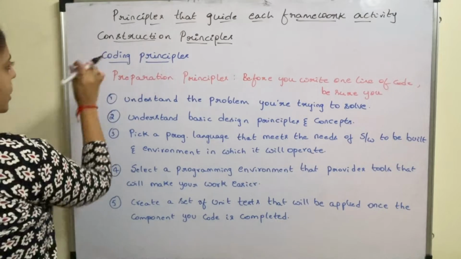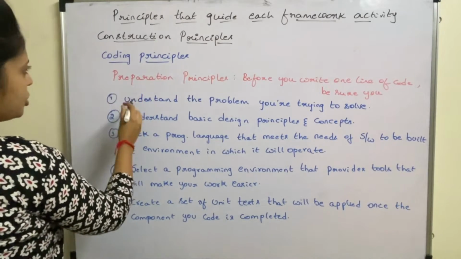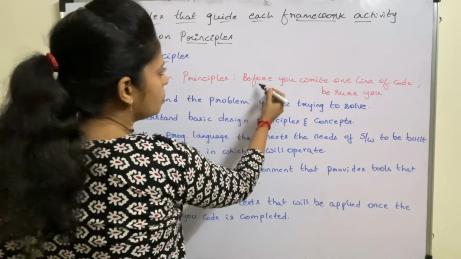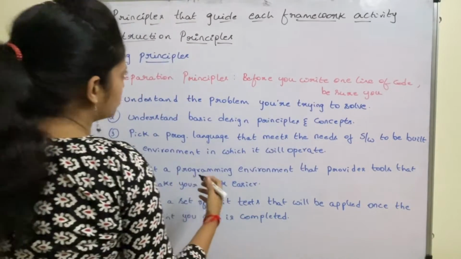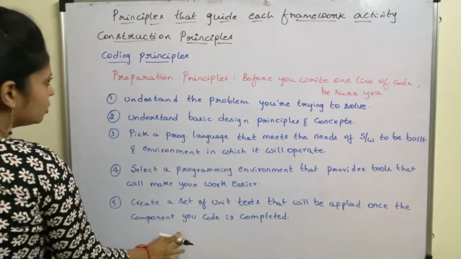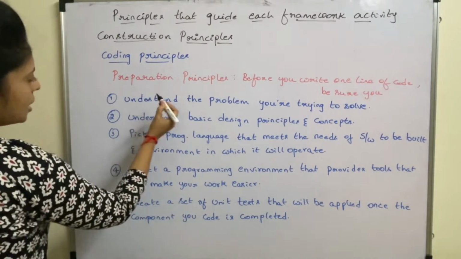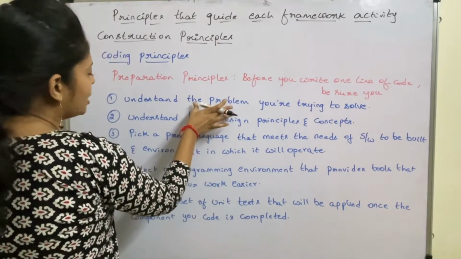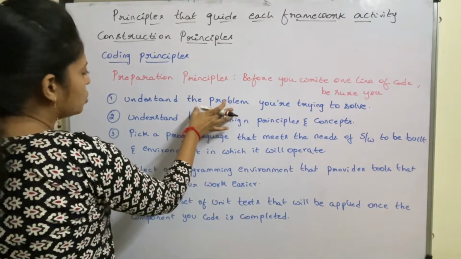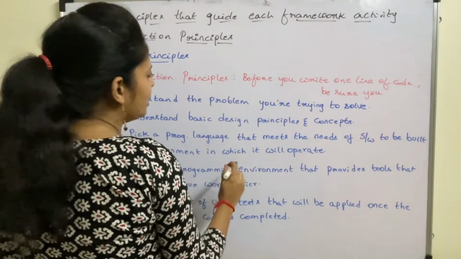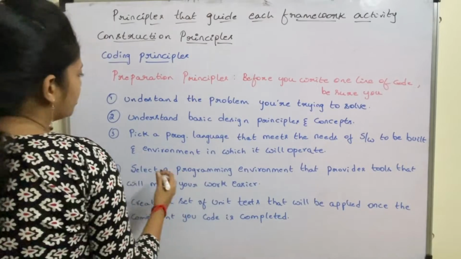First part is coding principles in construction. Within the preparation principles, before you start writing the code, you need to follow these steps. First, understand the problem you are trying to solve. You can't just directly start with the coding. First you need to understand the problem, right? Only then can you solve the problem.